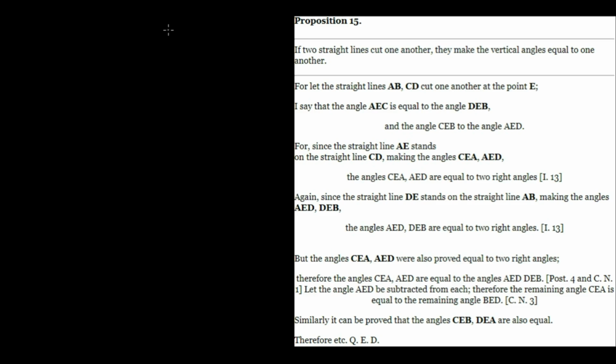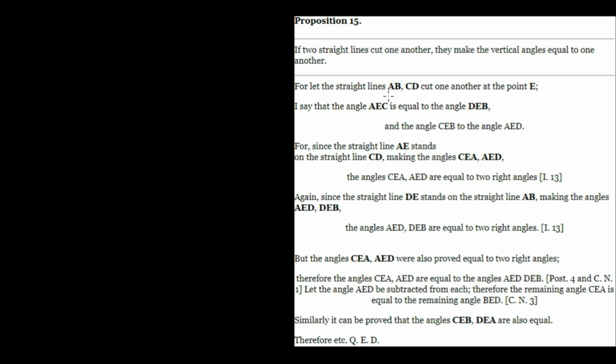In proposition 15, we're going to prove the equality of vertical angles, which are angles made when two lines intersect on opposite sides. So to the text: if two straight lines cut one another, they make the vertical angles equal to one another. And let's check out the setup.